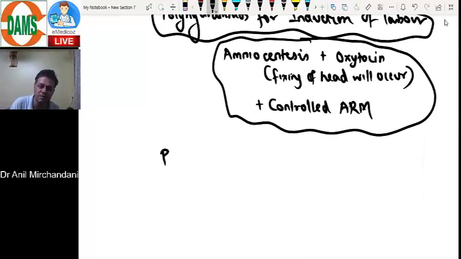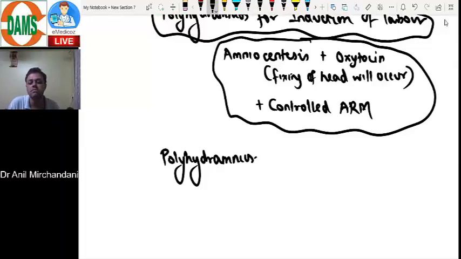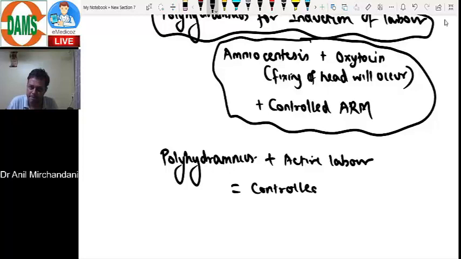What if the polyhydramnios patient is already in labor? She is already in labor. Then the only answer is controlled ARM. Artificial rupture of membranes should be done. That would be controlled ARM.